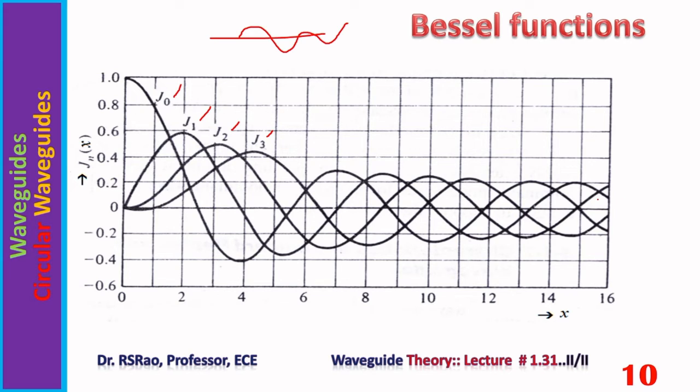The second aspect is that all the Bessel functions start from the origin except one, that is J0. J0 starts at a non-zero value, 1, whereas for the other functions the starting point is the origin. So if you consider any function, let us say J3, it is 0 at the origin, and also it becomes 0 at, let us say, 6.2.